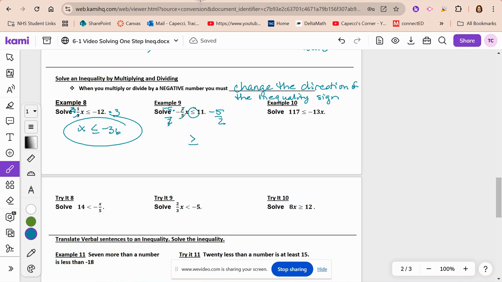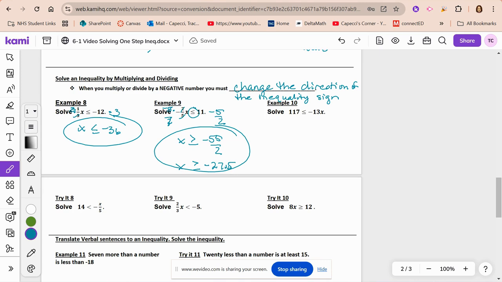The left-hand side, everything's going to simplify, and I'm left with x. On the right-hand side, I'm left with negative 55 over 2. Or if you want to make that a decimal, it's negative 27.5. So either one is okay.